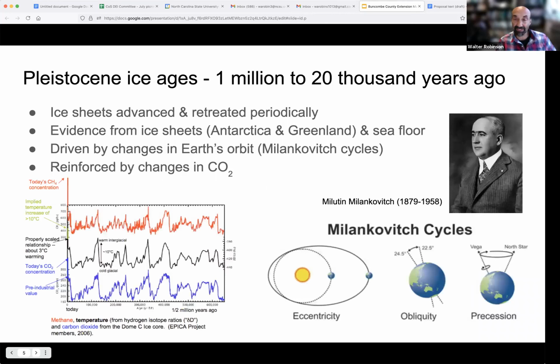And my third example from the past is the ice ages. The Pleistocene ice age basically ran from about 1 million years ago until the last, what we call, glacial maximum, when there was a lot of ice cover, not in North Carolina, by the way, but over much of North America, down in the Midwest. That ended about 20,000 years ago. So these huge ice sheets advanced and they retreated.